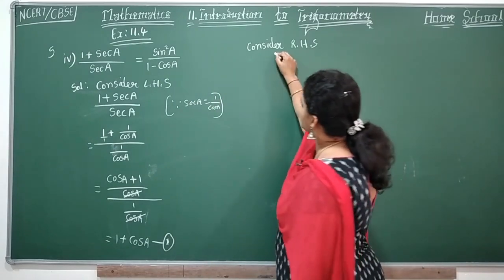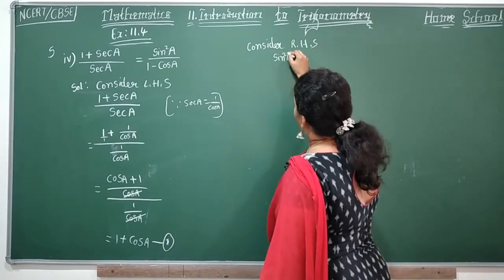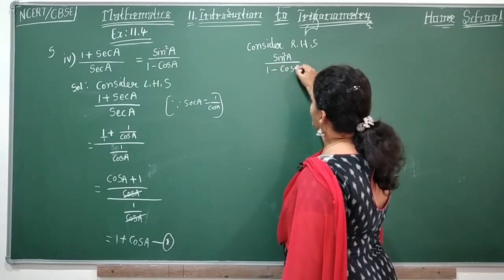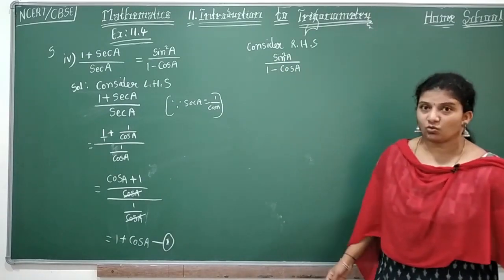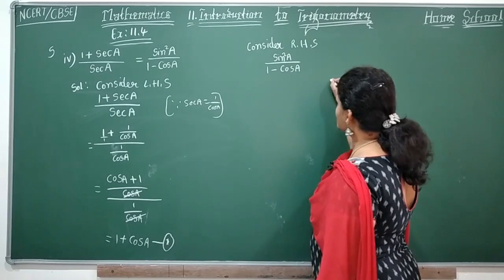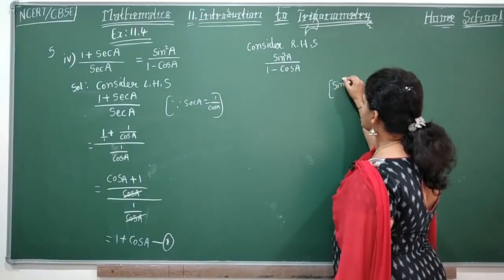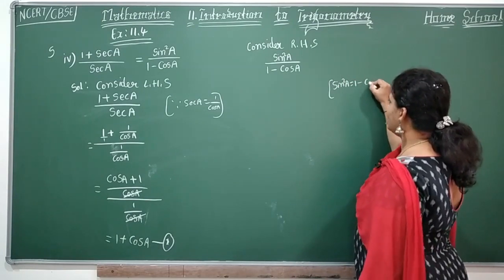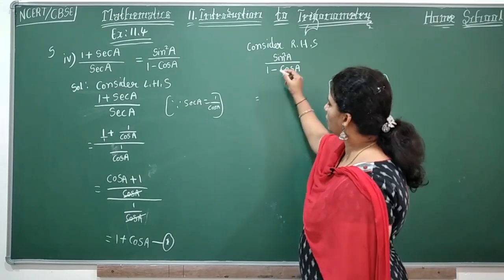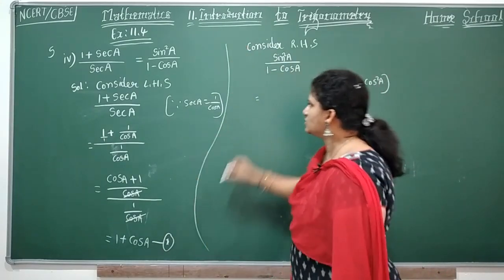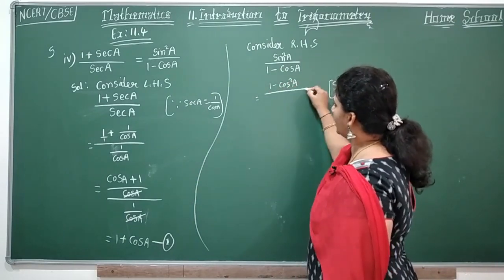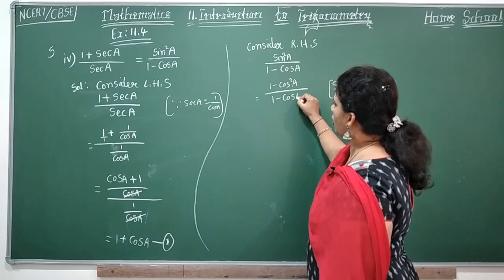So what's your RHS here? Sine square A whole divided by 1 minus cos A. Now, what is sine square A? You just remember some identity, right? What is that identity here, children? Let me write here. Sine square A is 1 minus cos square A. So equal to (1 minus cos square A) by (1 minus cos A).